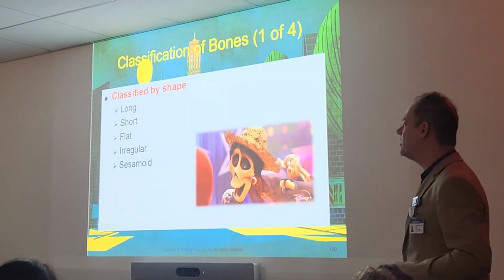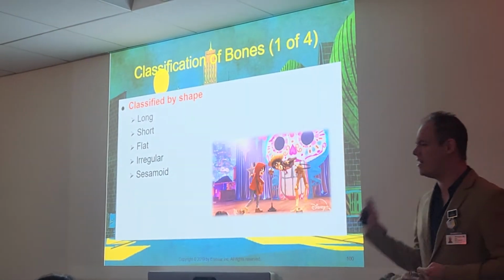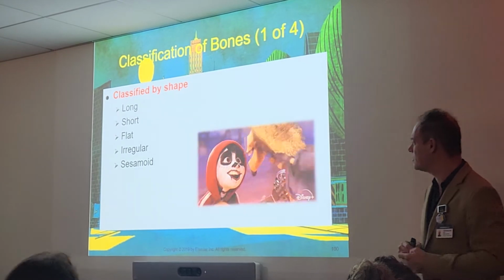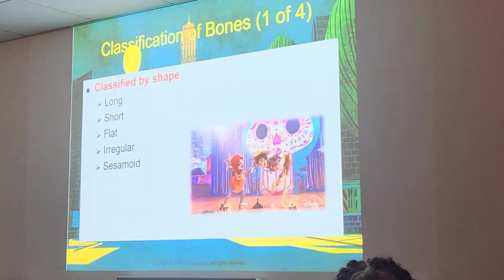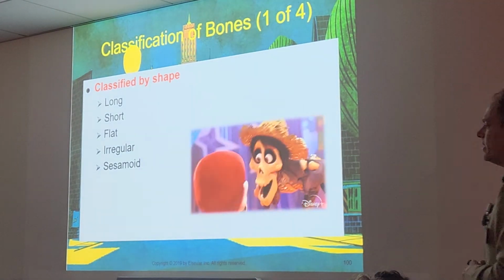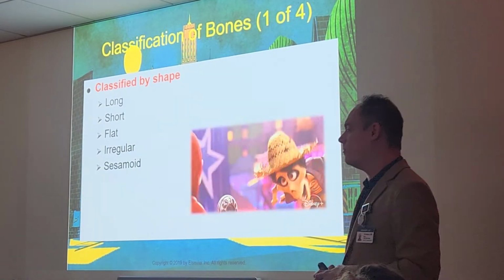Bones, the flat, the irregular, and the sesamoid. Is this where we left off? Yeah. Okay, I thought so. And the sesamoid. Each named once again according to their shape. And we're going to break each of these down individually and give some examples of all of them as well.